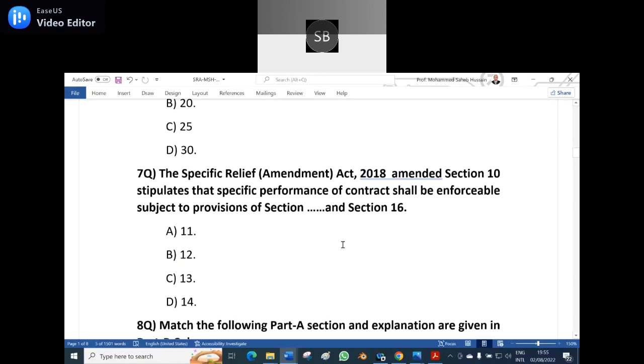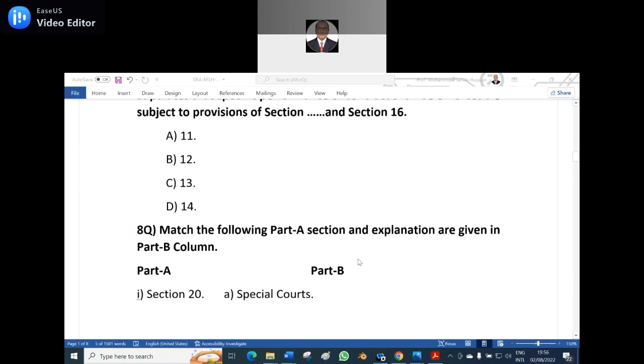Seventh question. The Specific Relief (Amendment) Act of 2018 amended Section 10, which stipulates that specific performance of the contract shall be enforceable subject to the provisions of Section dash and Section 16. Option A 11, option B 12, option C 13, option D 14. Section 11. Wrong. Say loudly. 14 is the right answer for the seventh question.